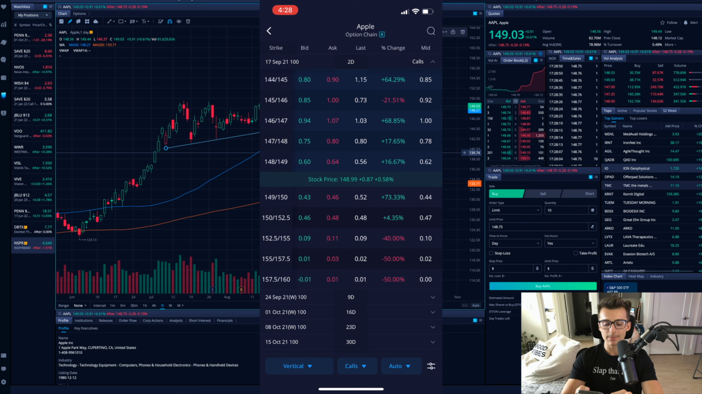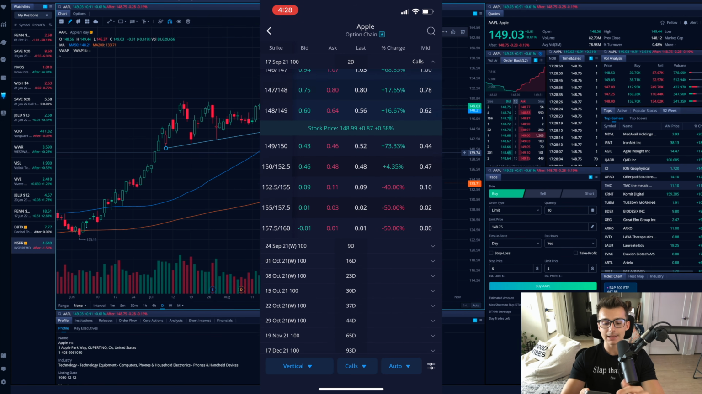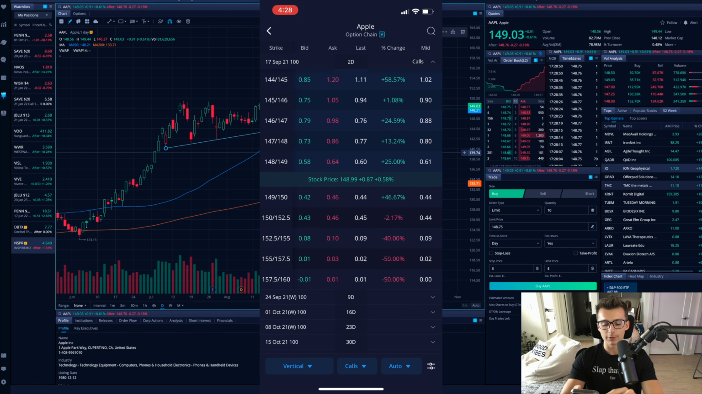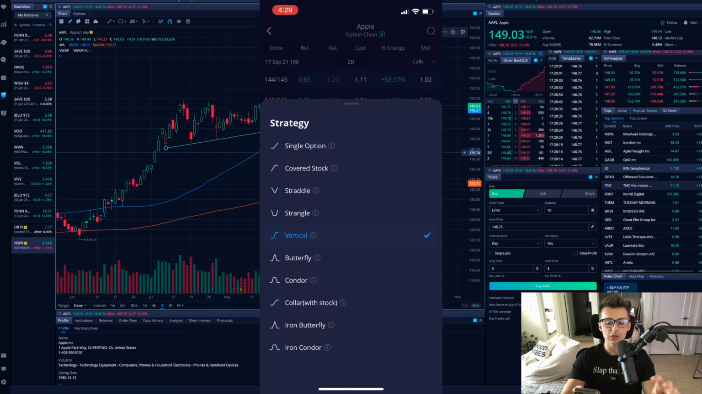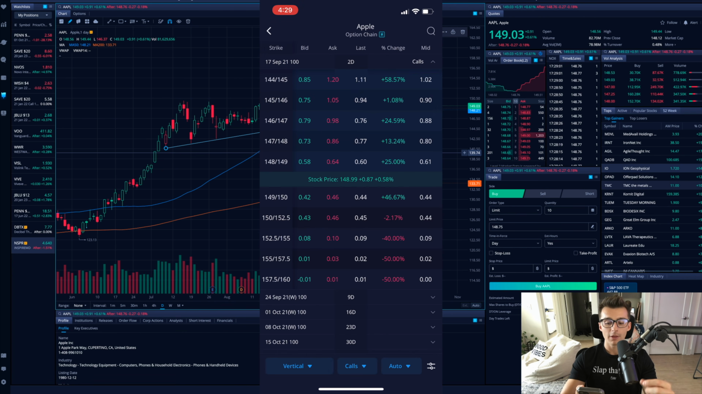At the bottom of the screen, there's an option to select calls, because we're looking at calls here just to make it simple and easy to see. What I have selected here is vertical, right? So I have a strategy under the options chain that is selected as vertical. This is what you're going to want to select when looking to place a debit spread position, or enter a debit spread position.